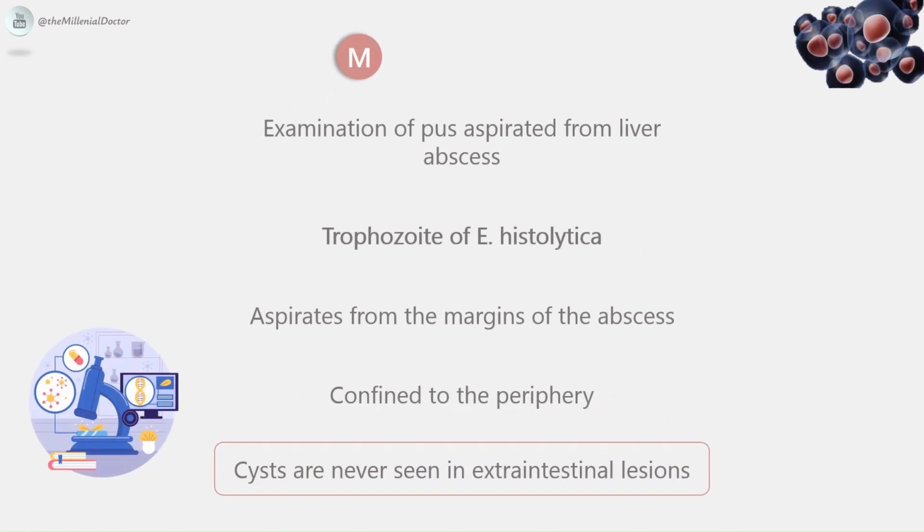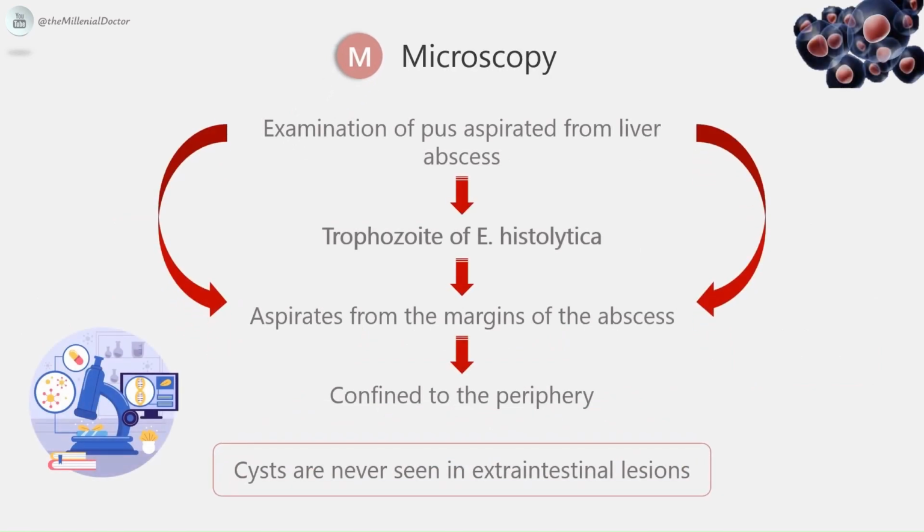First, microscopy. Microscopic examination of pus aspirated from liver abscess may demonstrate trophozoites of Entamoeba histolytica in less than 20% of cases. In case of liver abscess, when diagnostic aspiration is done, the pus obtained from the center of the abscess may not contain amoeba as they are confined to the periphery. The full draining after a day or two is more likely to contain the trophozoites. Aspirates from the margins of the abscess would also show the trophozoites. Cysts are never seen in extraintestinal lesions.